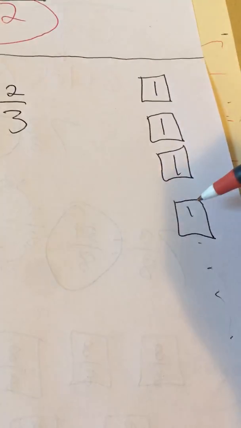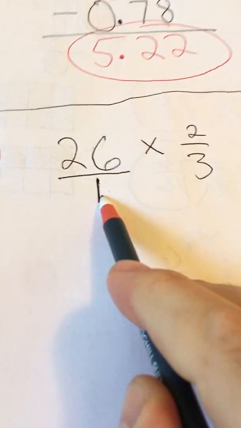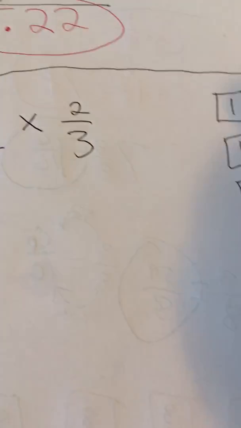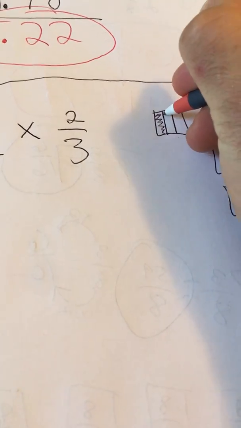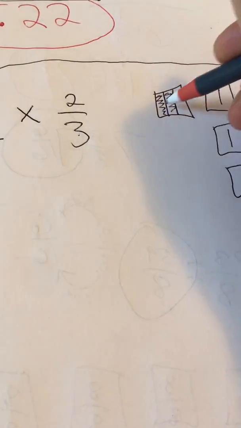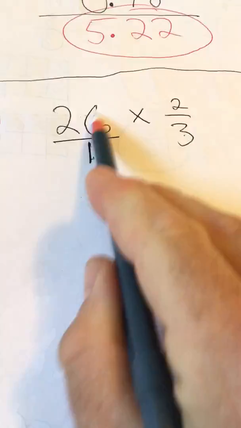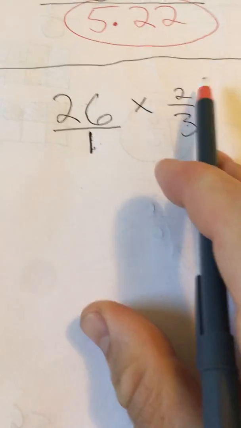And the denominator is telling you how many pieces are in each whole, right? For 2/3, there's going to be 3 pieces in the whole, and 2 of them are colored in. But the denominator is telling you how many pieces are in the whole. So since these 26 all have 1 piece, we can write it like that as a fraction, and then multiply.